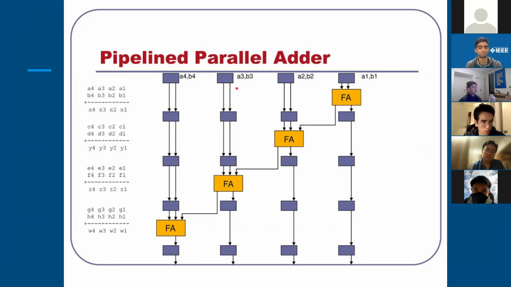We're going to put A1 and B1 through the full adder right here, and that's going to give us X1. Then we're going to move the rest of A and B right here.